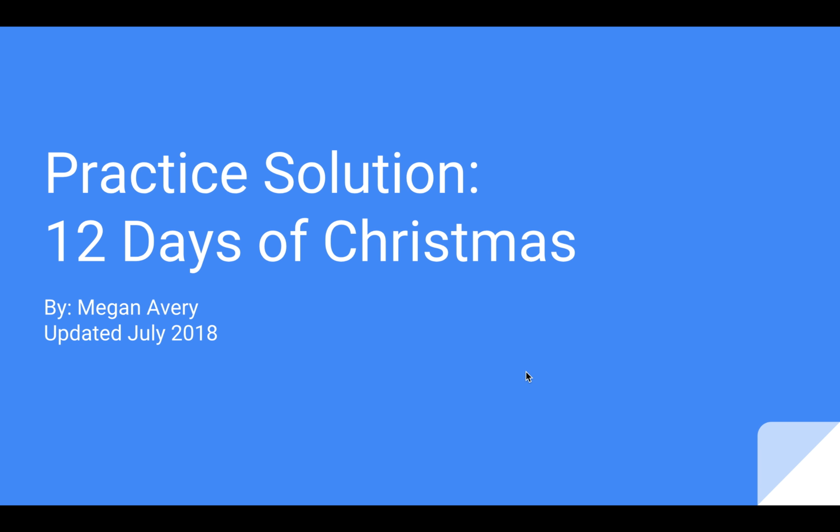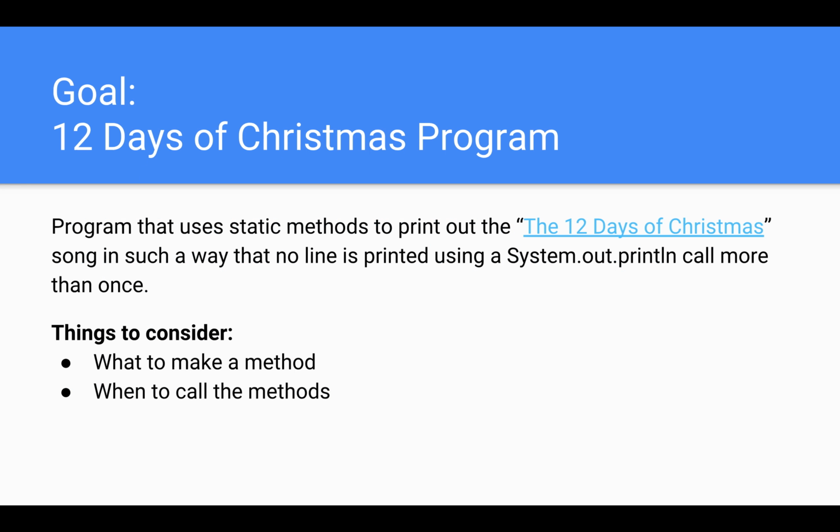This is going to be the practice solution for the 12 Days of Christmas practice problem that was proposed at the end of the static methods tutorial. So the goal is to write a program that uses static methods to print out the 12 Days of Christmas song in such a way that no line is printed using a System.out.println call more than once. So things to consider are what to make a method and when to call the methods.